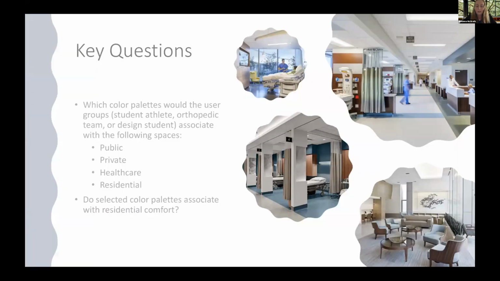The key questions driving the study are, which color palettes would the 3 user groups associate with the following spaces? This also allows us to evaluate responses from 3 perspectives: design, healthcare provider, and patient. And do selected color palettes associate with residential comfort, which allows us to evaluate whether color usage and trends in residential spaces can be used to increase comfort in healthcare and orthopedic spaces.